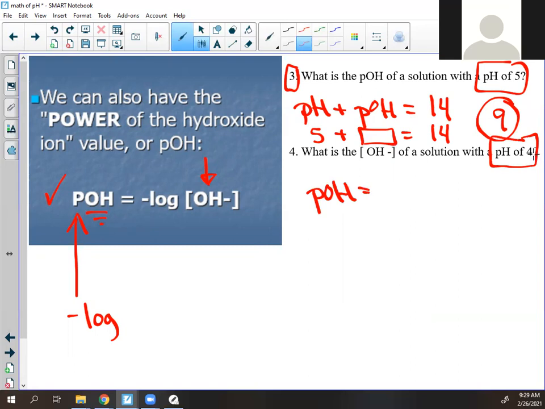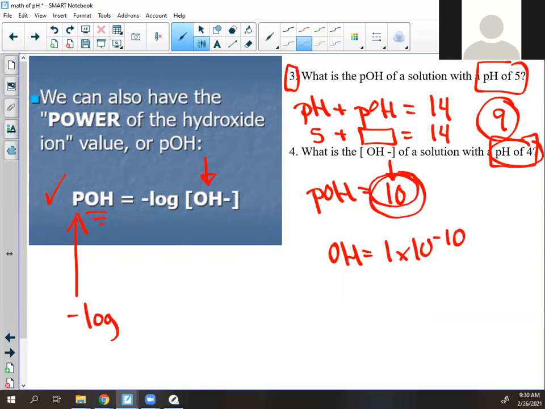Something plus 4 equals 14. So it's 10. Is this a whole number? Yeah, no decimals, which means then my OH is equal to 1 times 10 to the negative what? No, 10. Because pH is 4, that means pOH is 10. And since this is a whole number, it just becomes the exponent that 10 is raised to.